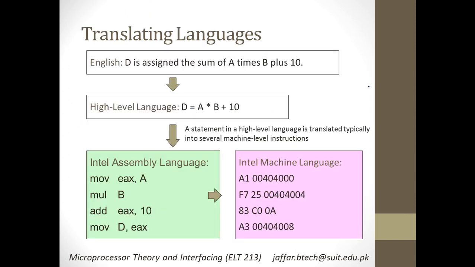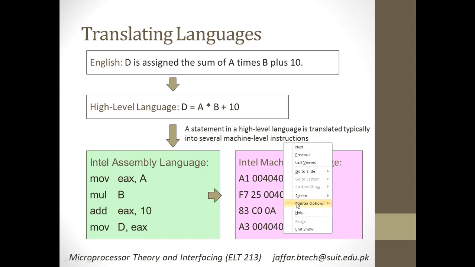So let's go with some examples. Let's say this is basically English. You want to assign D as the sum of A and B plus 10, A times B plus 10. So this is basically the code for HLL programming, and you can see that this is very much easier to understand, that D is equal to A times B plus 10. So this is basically your higher level programming or higher level languages.